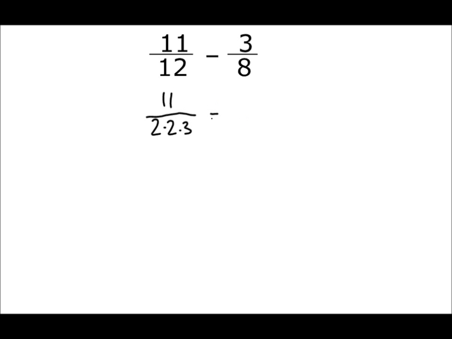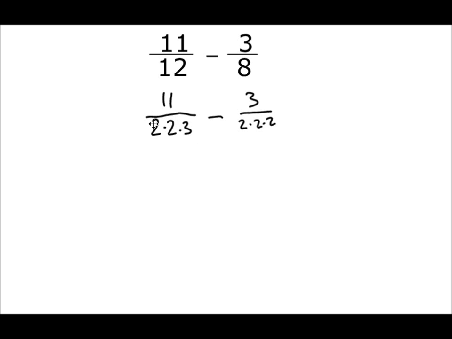I'm going to be subtracting. Over here, I'm going to write 8 as 2 times 2 times 2, and I'm going to be subtracting 3 over 2, 2, 2. Okay, now once I have it written in this form, I'm looking at each denominator and they need to be the same when I'm done. And all I can do is add factors to them in my attempt to get them to be identical.